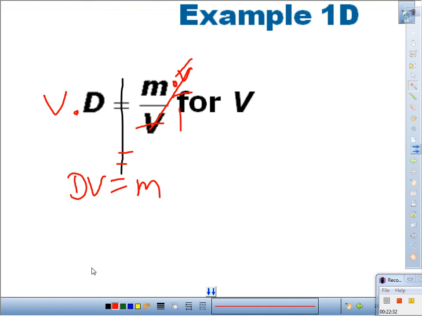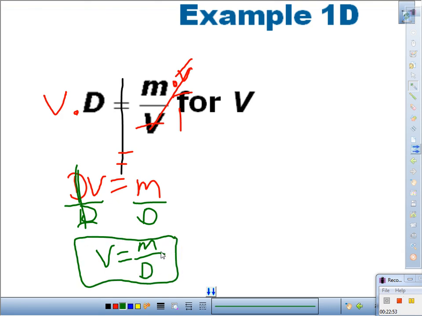But are we done solving for v? What's my next step? We need to leave v by itself, right? Divide by d, divide by d. So we end up with v equals m over d. That is correct. I just wanted to walk you through that process because some are going to take you time to develop and find the variable by itself.